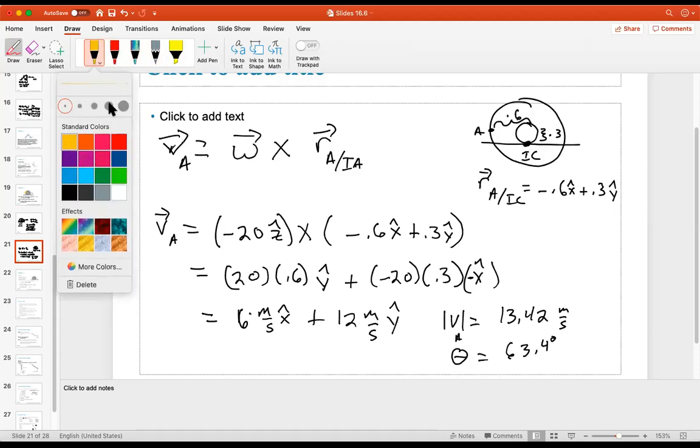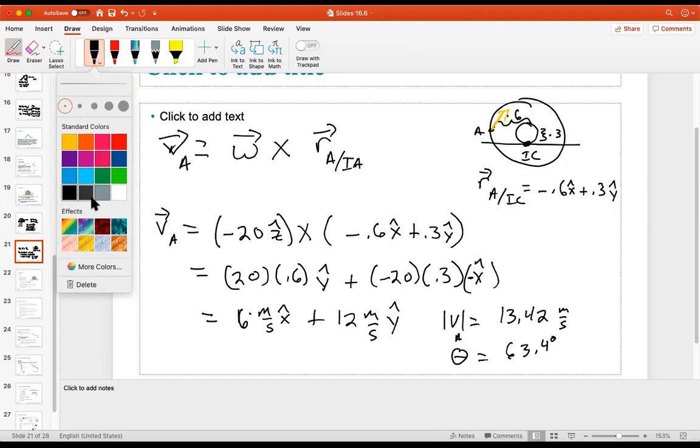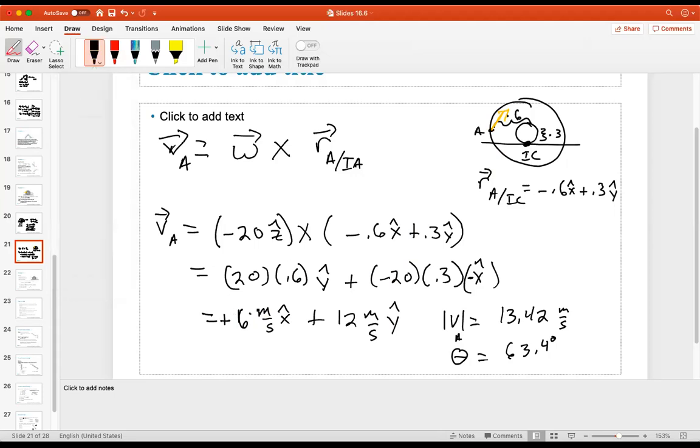I just want to say, though, think back to the beginning. When I said what I thought the answer would be, I thought the answer would point up and to the right. So I would expect the components of my velocity vector to be plus plus for the x and y components. So it's good that I get plus and plus. So it's got a chance. Let's see how we fared.